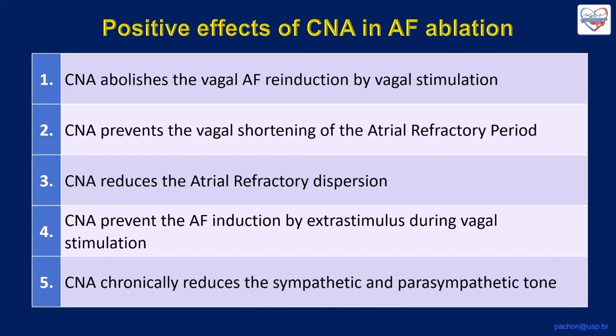So, based on these findings, we have been observing positive effects of cardioneuroablation in the atrial fibrillation ablation setting. The first one, cardioneuroablation abolishes the vagal atrial fibrillation reinduction by vagal stimulation. Second, it prevents the vagal shortening of the atrial refractory period. Third, it reduces the atrial refractory dispersion. Fourth, it prevents the atrial fibrillation induction by extra stimulus during vagal stimulation. And fifth, it chronically reduces the sympathetic and parasympathetic tone.